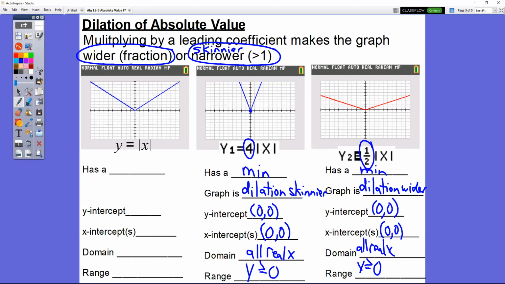So the easiest way, you really don't need to memorize these. The safest way, especially when it gets to your Regents exam, is just to type them into the calculator and see what the graph looks like.